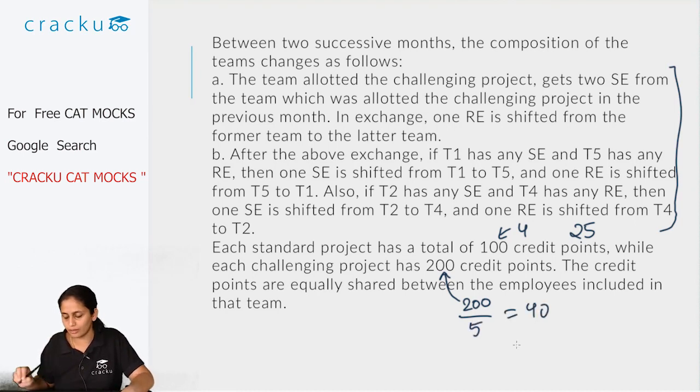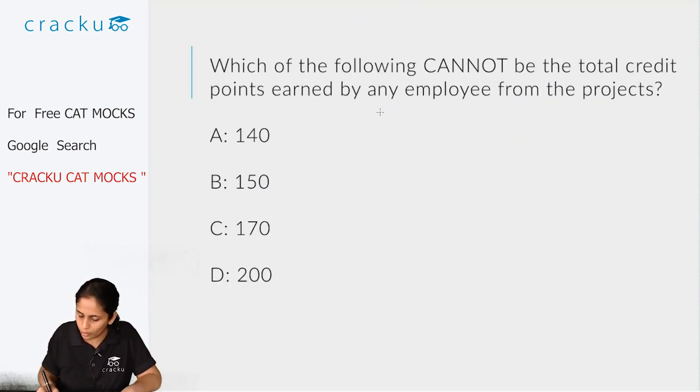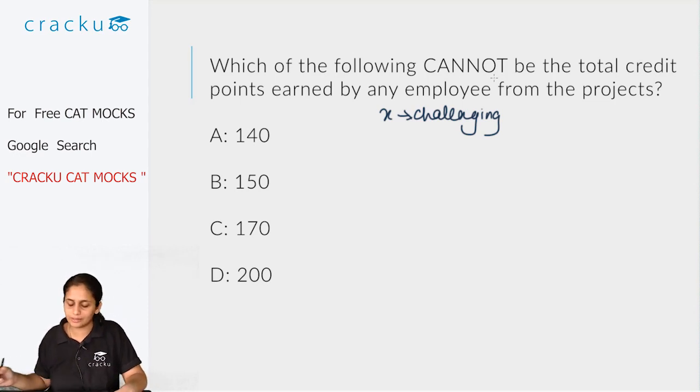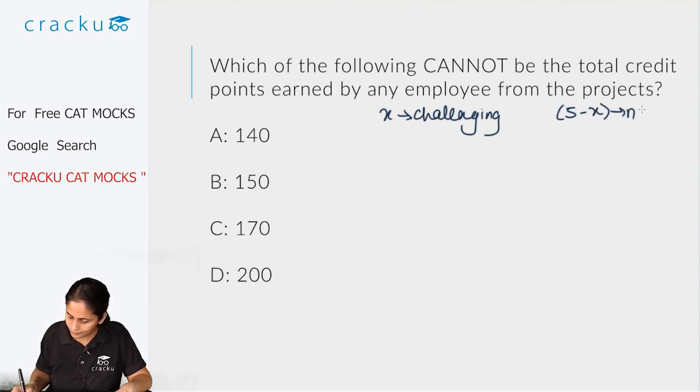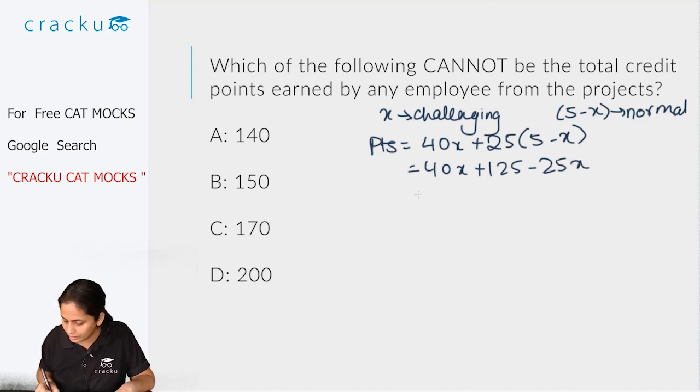So this is the general formula for getting the number of points. Now suppose an employee works for x challenging projects. Since he works on 5 projects in all, he'll have to work on 5 minus x normal projects. So for a person, the number of points will be 40x for the challenging plus 25 times (5 minus x). So this is 40x plus 125 minus 25x. So that is 125 plus 15x.